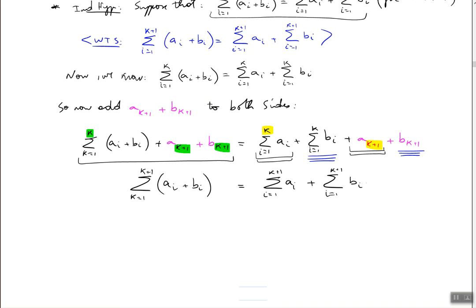So, by the way, this is exactly what we wanted to show in the first place. So basically, we are finished. This is it. QED.